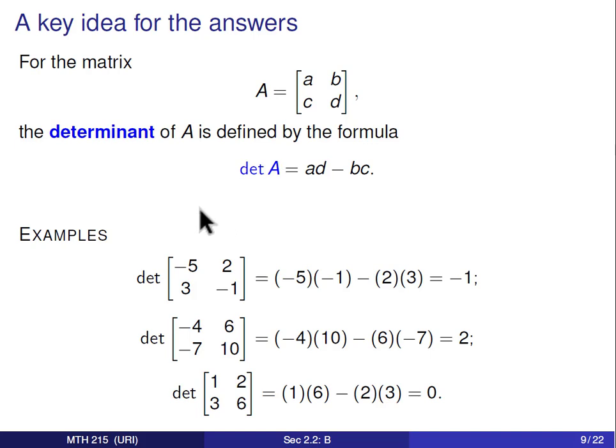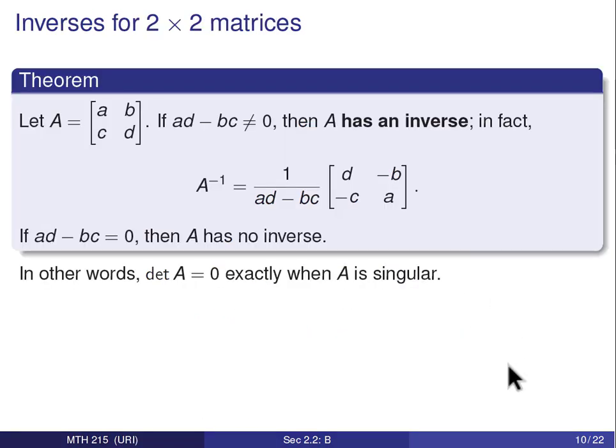So for example, if we were to take the matrices we've seen on past slides, the determinant of the first matrix is a times d minus b times c. So -5 times -1 minus 2 times 3. Now that simplifies to just +5 minus +6. So we end up with -1 as the determinant of that matrix. -4, 6, -7, 10 ends up having a determinant of +2. And 1, 2, 3, 6 ends up having a determinant of 0. Now you may start to suspect something based on this numerical evidence, but we'll jump right to the answer.